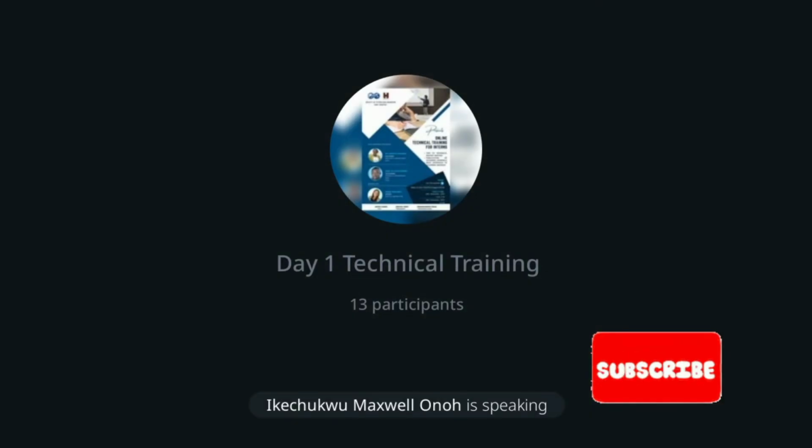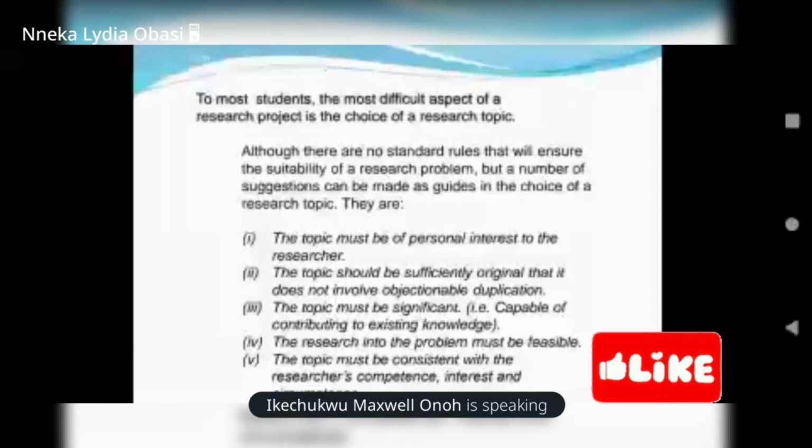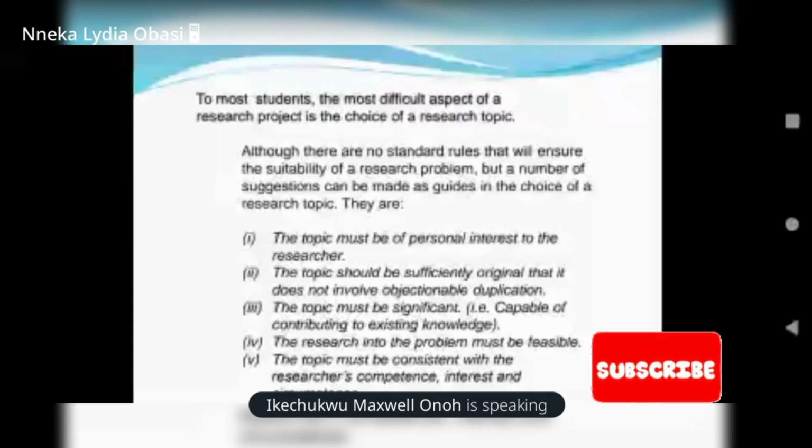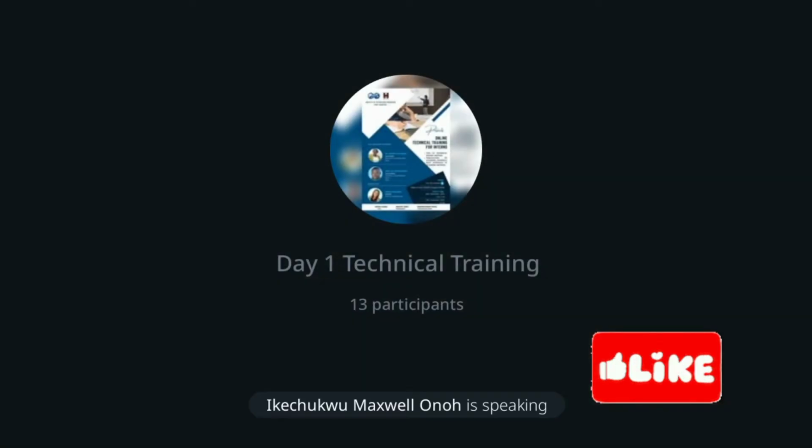The last one is that the topic must be consistent with the researcher's competence, interest, and circumstance. You can't be in chemical engineering and be doing research in medical sciences. You can't be in chemical engineering and be doing research in core geological sciences. So that topic must be consistent with that person's area of competence, interest, and circumstance.